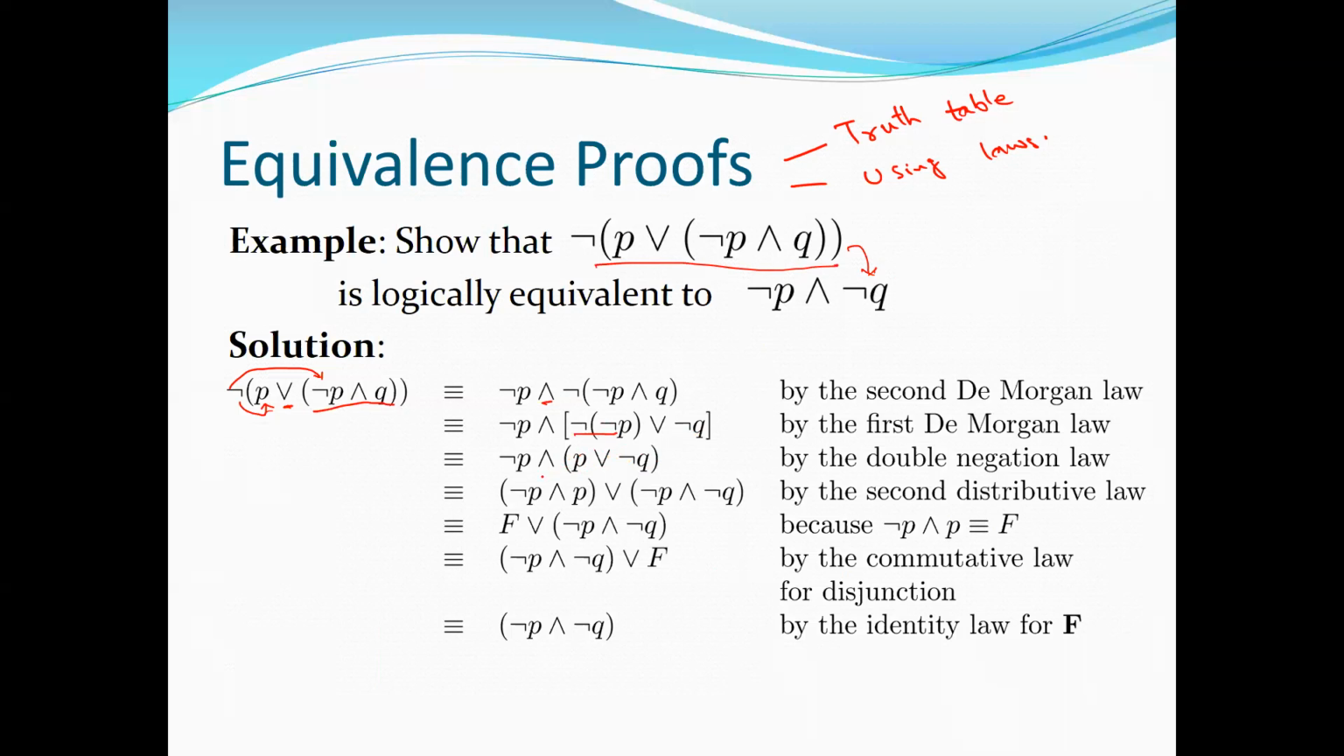Now we know the distributive law. We can distribute this negation of P inside, so negation of P with this one, negation of P and P, and with this one, negation of P and negation of Q.